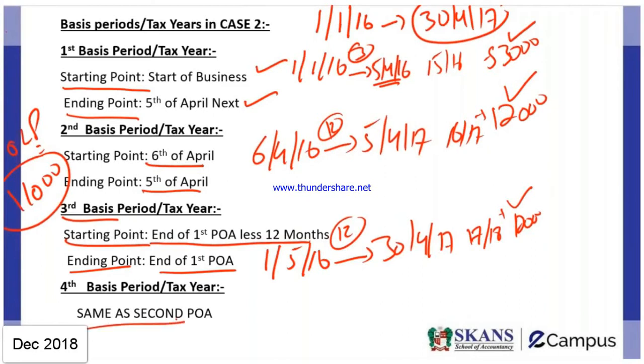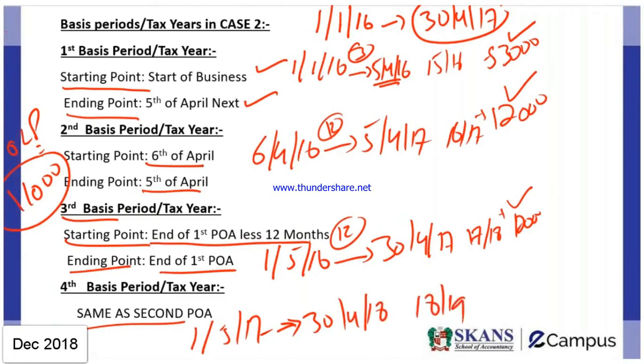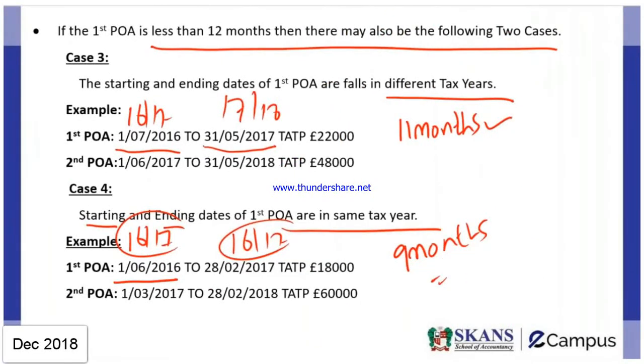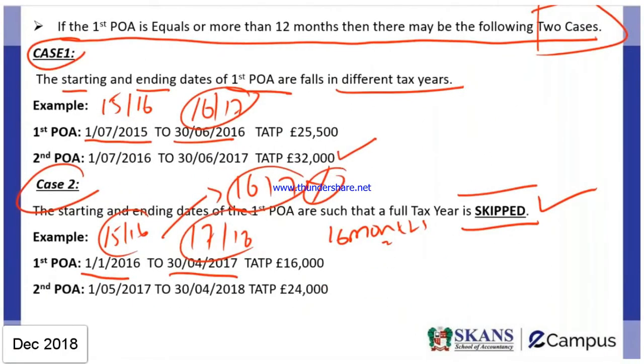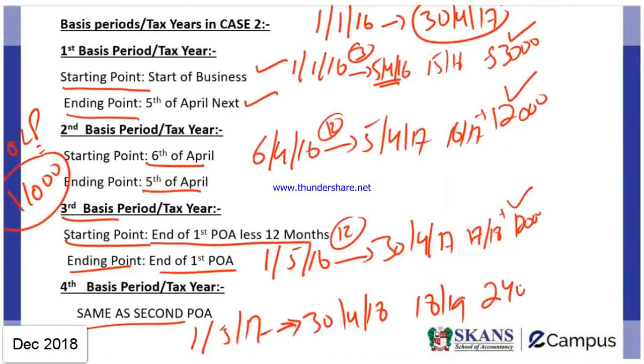And same as second period of account, the second period of account is from 1st May 2017 to 30th April 2018, tax year 18/19, and the profit in this year is 24,000. So the full 24,000 is assessed. So this is the rule to find out the basis period in case 2. There are overlap profits of 11,000. So when you apply opening year rules, there are some overlap profits in every case. Okay.